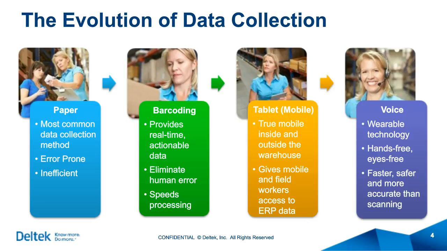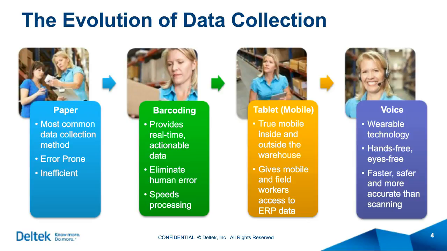And finally, we have all moved in this world into voice, where people can actually wear voice technology devices and be guided through the process of whether it's picking jobs or whatever their functionality is. They'll actually be guided and talking through RFgen back to the ERP system. Again, this is even faster than the data collection, your RF scanner guns, and much more accurate and easier to train people. So we've gone from paper to barcoding to mobile outside the four walls and voice as far as the evolution of the systems.